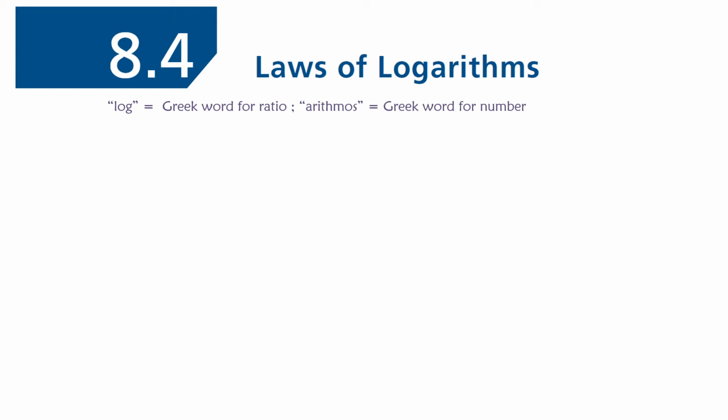Today's lesson is a big one. It's the laws of logarithms. And log is a Greek word for ratio. Arithmos is a Greek word for number. So this is where we get the word logarithm from. And also arithmetic would come from this word as well.